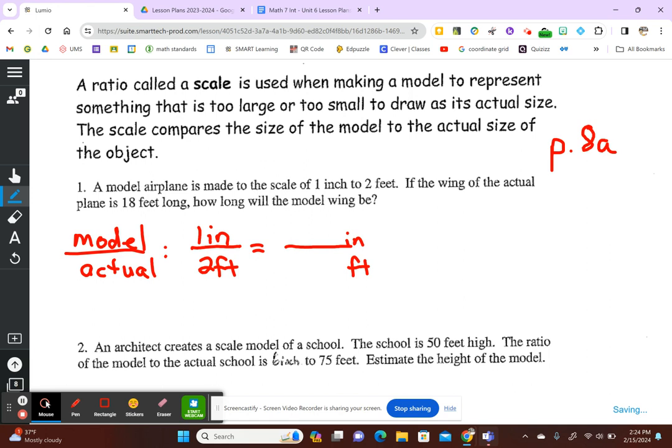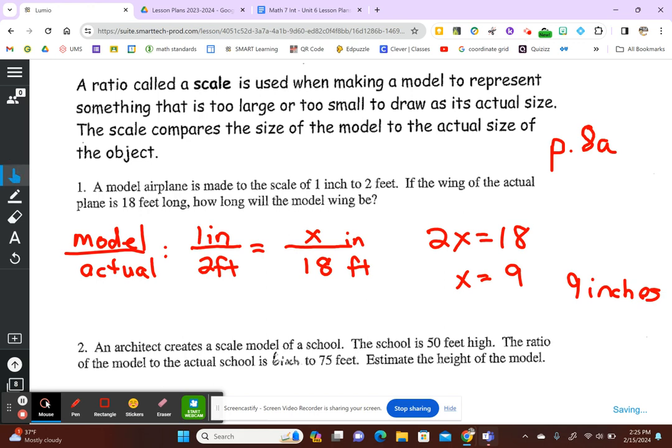Now, this problem is saying this is the scale, but if the wing of the actual plane, so actual goes on the bottom, is 18 feet, how long would the model be? So again, I set up a proportion. I use the cross product property rule, 2x equals 18, and I get x equals 9. So my model wing would be 9 inches.